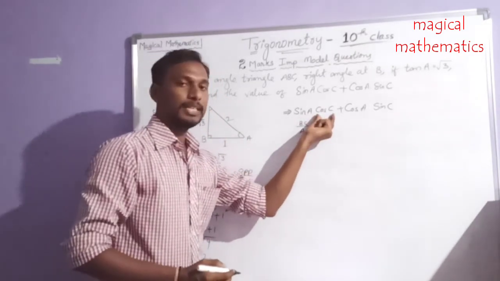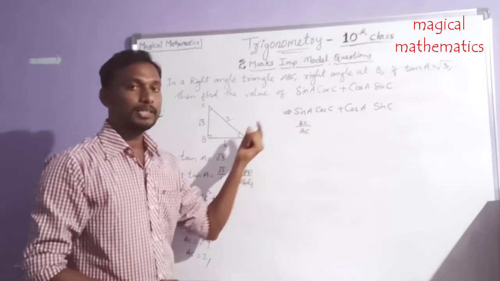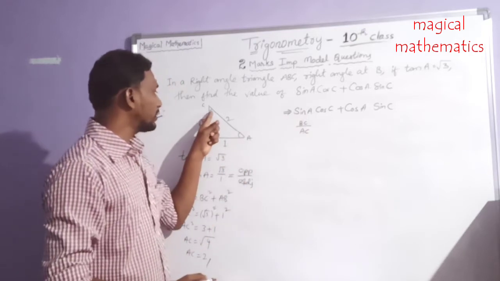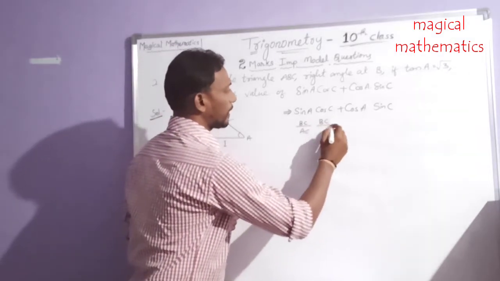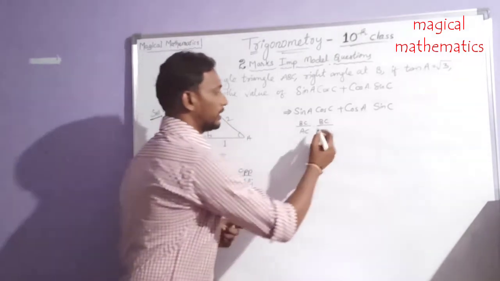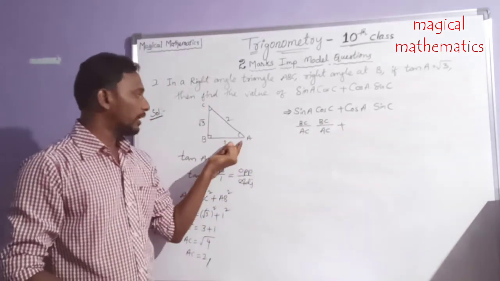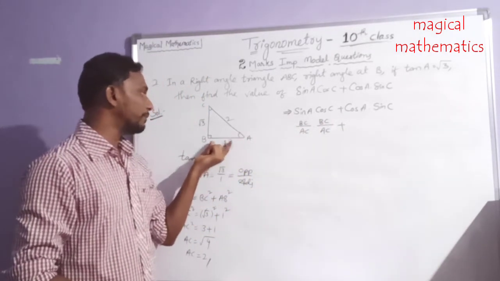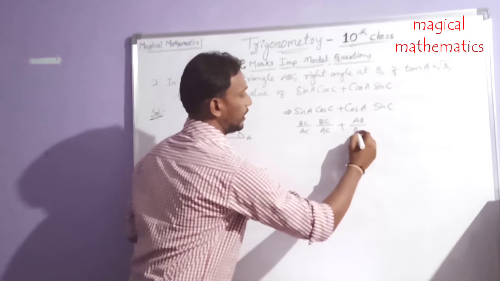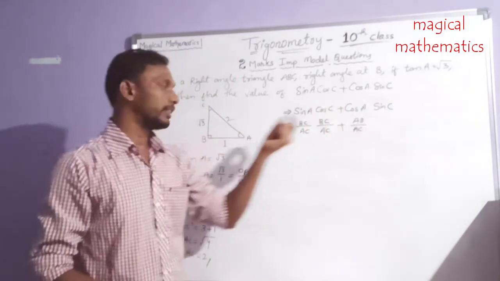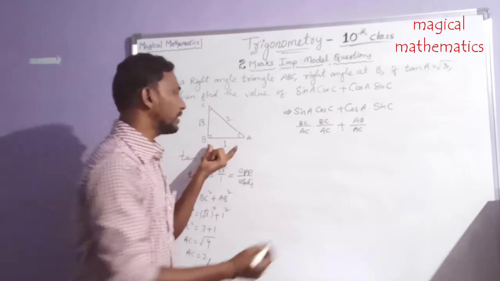Into cos C is given. So where is the angle C? Here. Cos means adjacent side by hypotenuse. For angle C, BC will be the adjacent side. So BC by hypotenuse is AC only again. Plus cos A he has given. Again A is here. Cos means adjacent side by hypotenuse, that is AB by AC, into sin C. Sin is nothing but opposite side by hypotenuse. Opposite side is AB only.